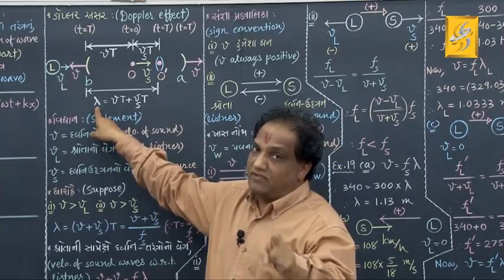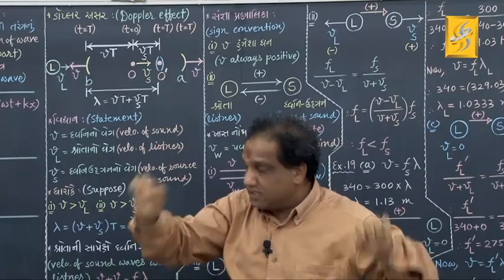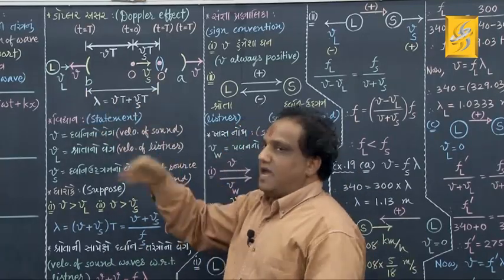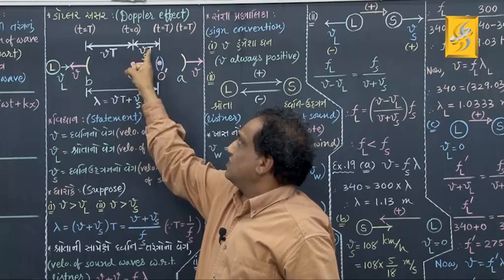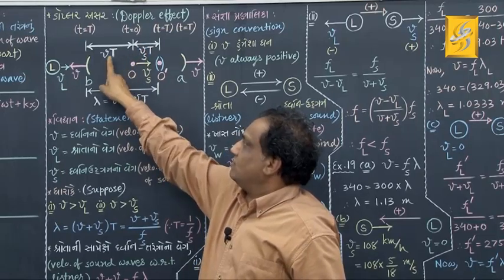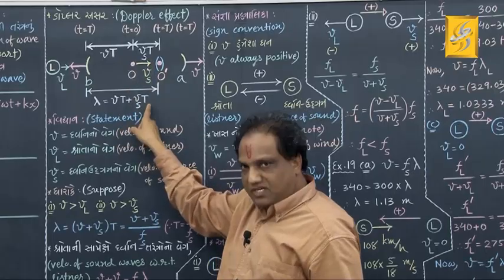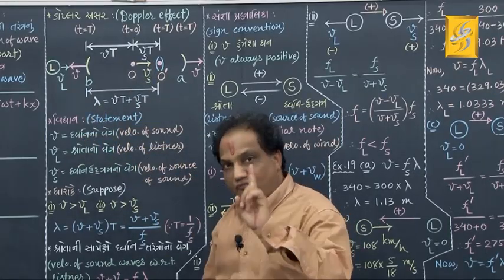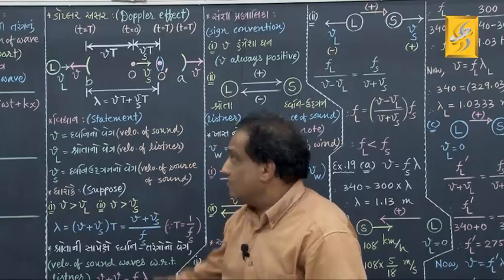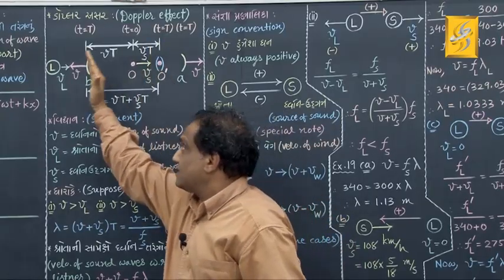And that wavelength, which is the distance between two consecutive crests, will be this much distance, and it is nothing but the summation of these two distances. What is this? Come on, V into T plus what is this? Vs into T, correct? So this will give you the wavelength of sound waves which are propagating towards the left side this way.